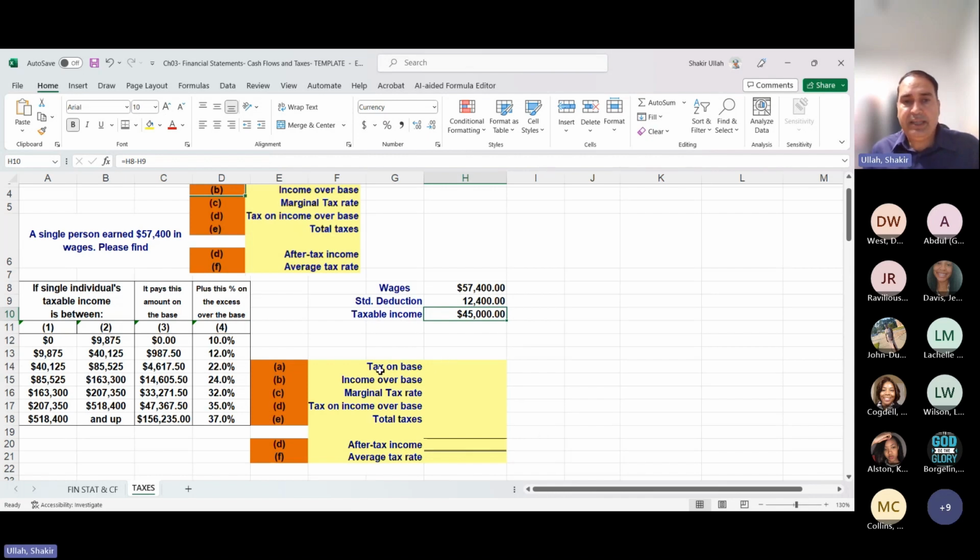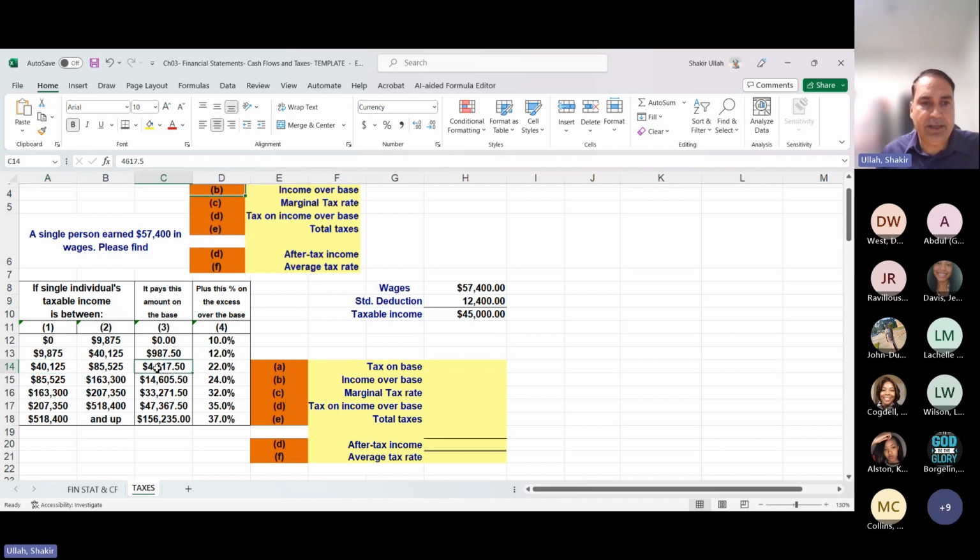Now, what is the tax base for this person? The tax base is the base income of the tax bracket that this person is in. Now you can see the taxable income is 45,000. Where is that bracket? It is right here. This person is more than 40,125, but less than 85,525. So this person is in this bracket. Okay, and the base income for that bracket is 40,125.